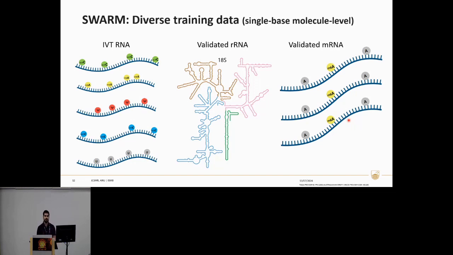And with this, we can really show diverse contexts of RNA modifications and ensure that we have good generalization on our application cases.